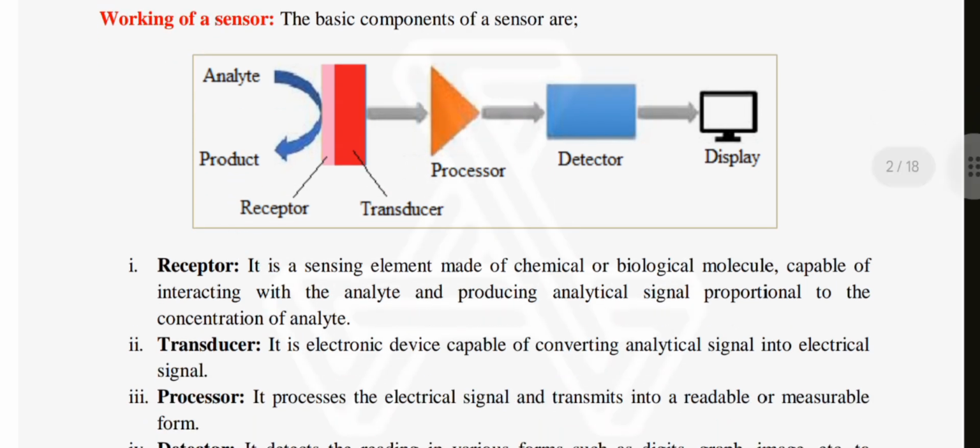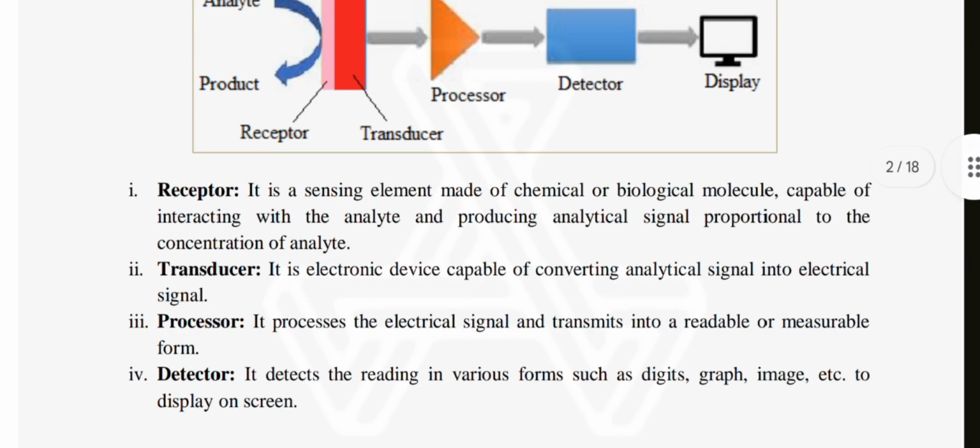Working of a sensor. The basic components of a sensor are receptor, analyte, product, transducer, processor, detector, display. Receptor. It is a sensing element made of chemical or biological molecule capable of interacting with analyte and producing an analytical signal proportional to the concentration of analyte.